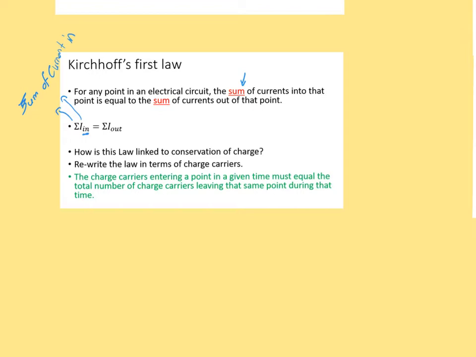Now, how is this law linked to conservation of charge? Well, we said if we have a million coulombs, for example, passing into a point in 1 second, then a million coulombs worth of charge will be exiting that point of the circuit. So you don't destroy charge at any point. Now, if we want to write in terms of charge carriers, the charge carriers entering a point at a given time must equal the total number of charge carriers leaving that same point during that time.